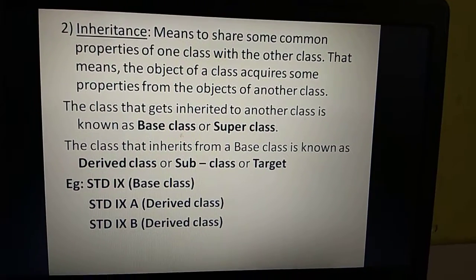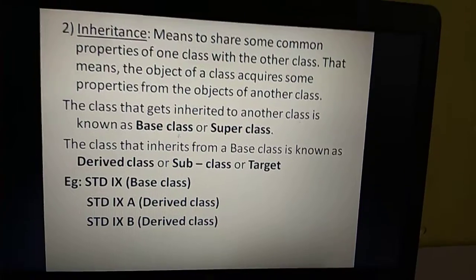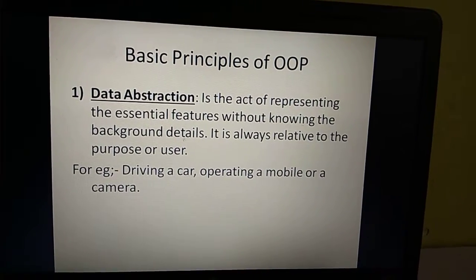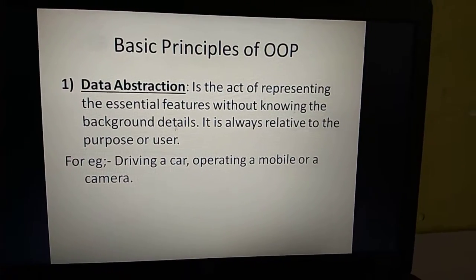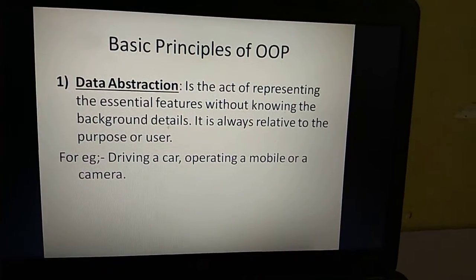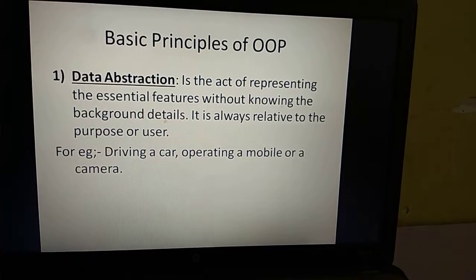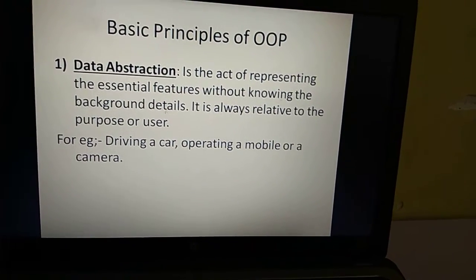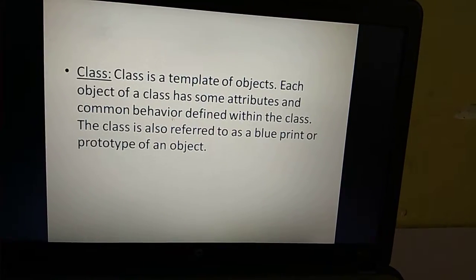So, in the previous video you had learnt about the principle called data abstraction, that is, basic principles of OOP. You had learnt about data abstraction, that is the act of representing essential features without knowing the background details, like driving a car or using a mobile or a camera. If the user is unaware but still wants to go on working with it, it is called data abstraction.